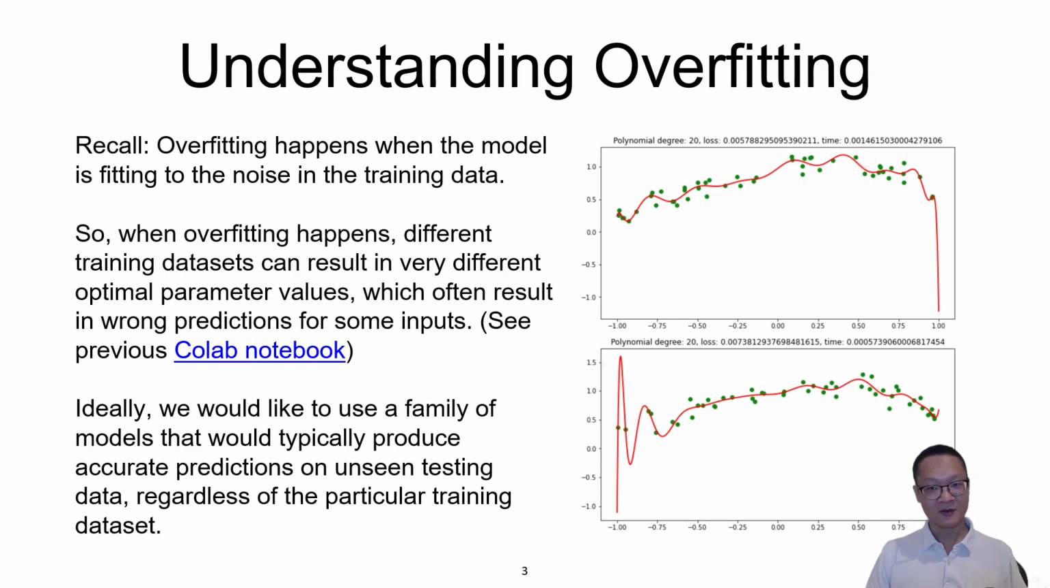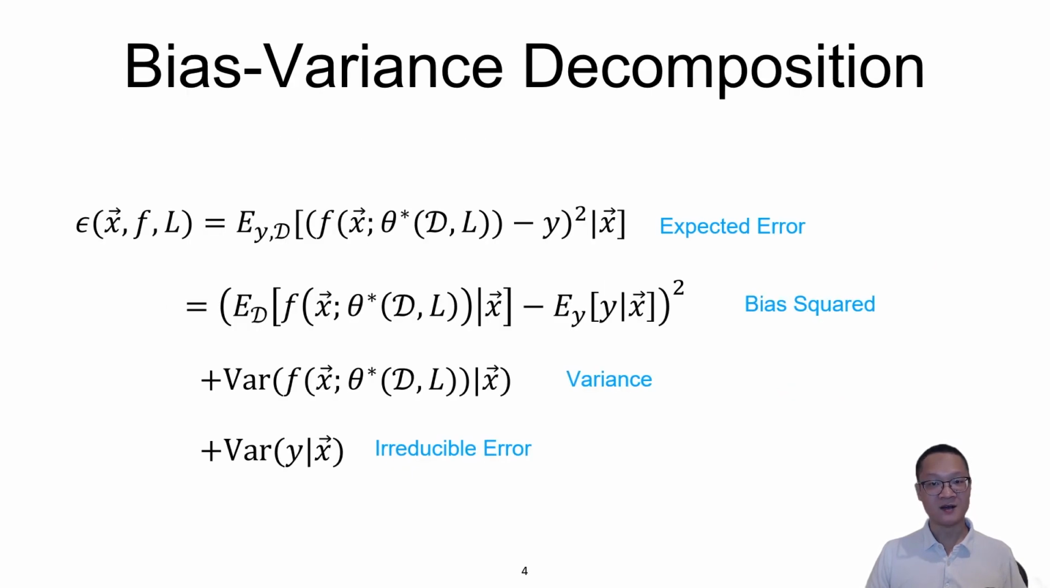Okay, so let's understand this mathematically through the bias-variance decomposition. What we're going to do here is express the expected error, which is the thing we want to be small, as a sum of the bias squared, the variance, and the irreducible error.